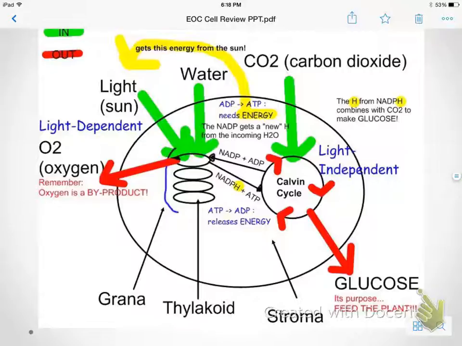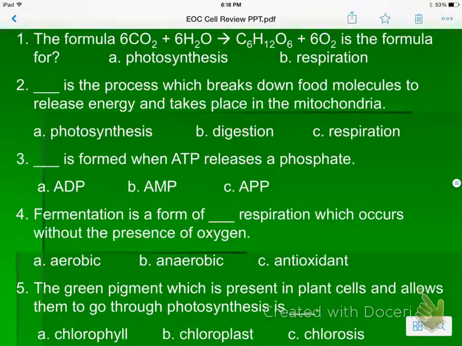So if I were you, I would pause this right here and study this picture. The green are your in arrows, the red are your out arrows, and then the yellow arrows have some important information. So pause here and study this picture.